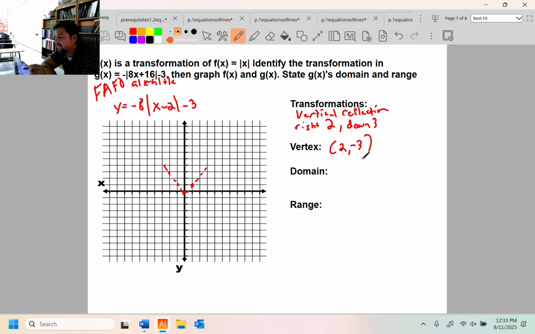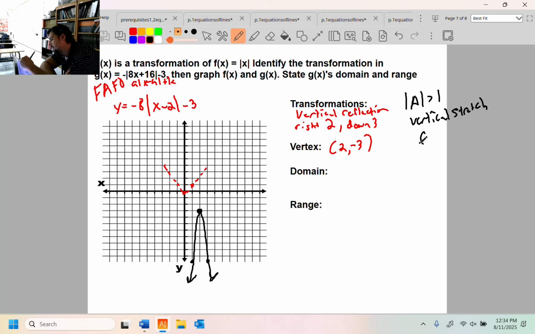And I'll graph from here on out. So I've got to go right 2 and down 3. My slope is negative 8. I'm going to fall 8 units and run both ways 1 to draw my V. Now, another transformation I missed was, since the absolute value of a is greater than 1, I have a vertical stretch. This thing is super steep. It has a factor of 8. So there was a big vertical stretch going on.